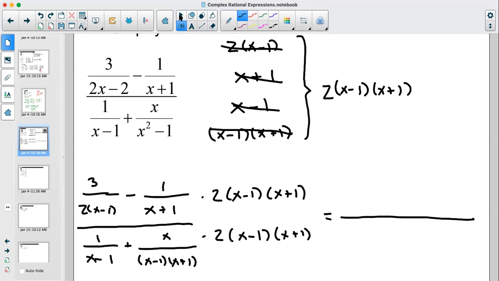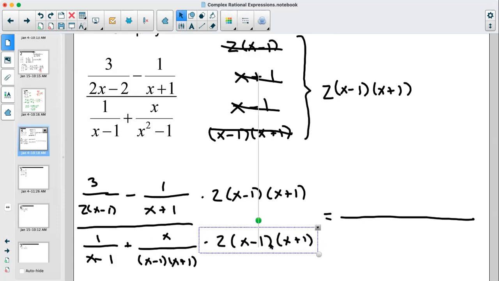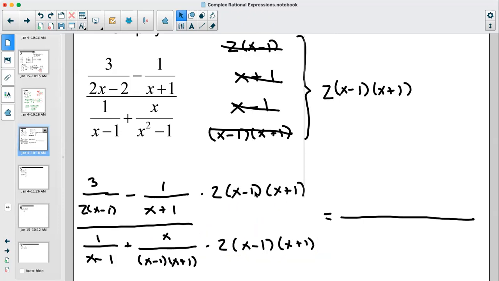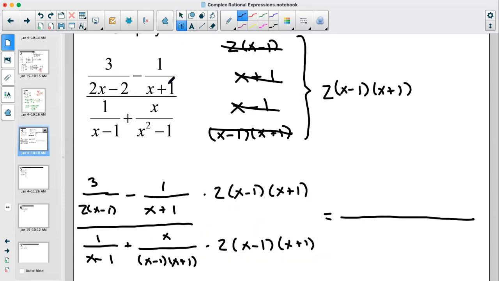So now I'm multiplying the top and bottom by this. This is the LCD now, right here. So we think of it like multiplying the top by this LCD and the bottom by this LCD. This is why if you factor these, you can see what crosses off a lot easier.